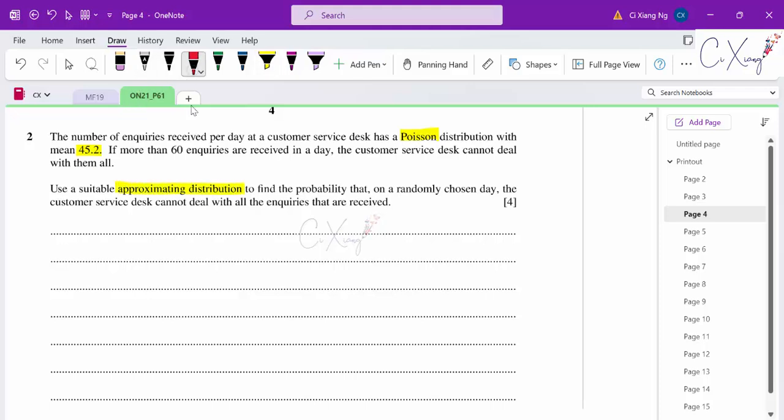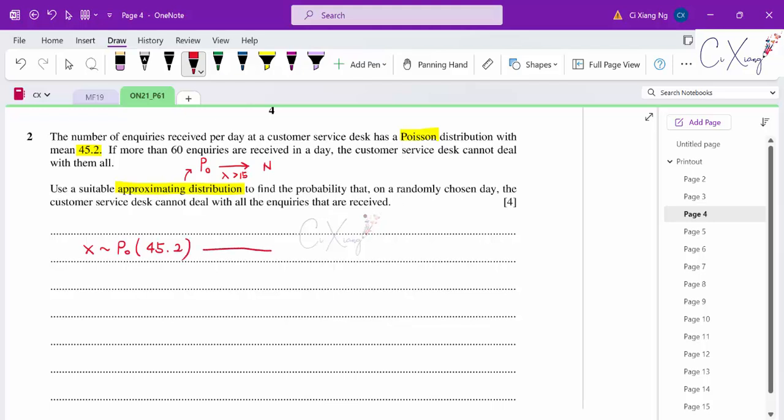So for this question, we have to change Poisson to something else. In our syllabus, for Poisson, we can only change it to normal when the lambda is more than 15. So I think this question is very obvious, right? When your lambda is more than 15, you have to change your Poisson to normal distribution. And they want us to find the probability that the customer service desk cannot deal with the inquiries that are received. Okay, since the keywords are very obvious, we can start with our Poisson distribution first. And we know the Poisson distribution has the mean or lambda 55.2.